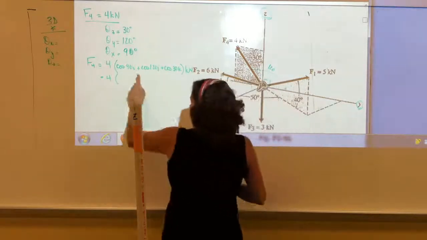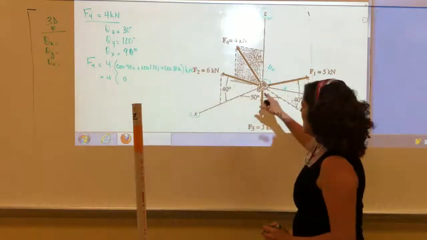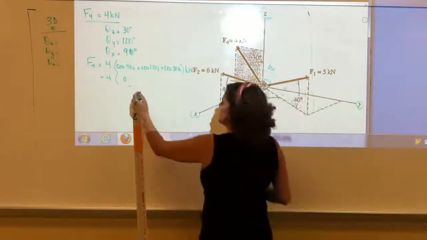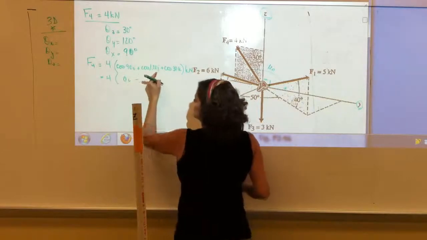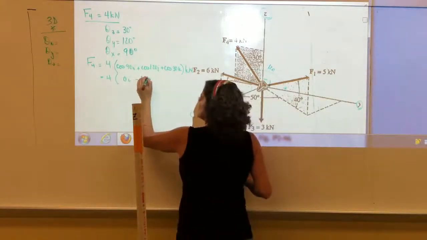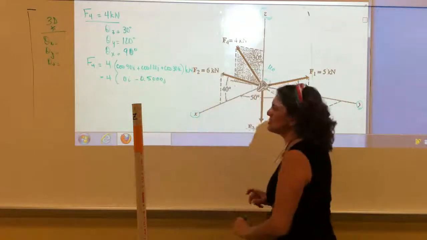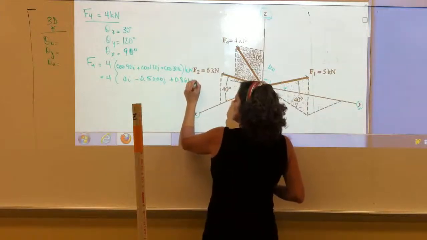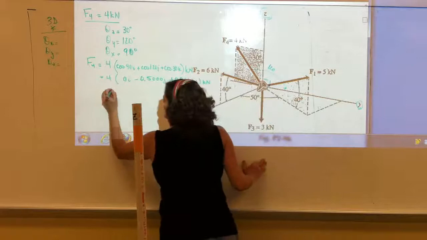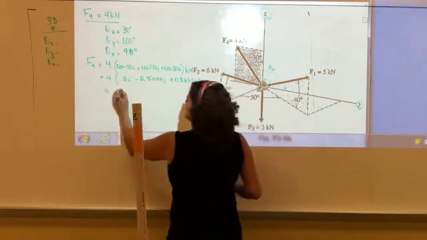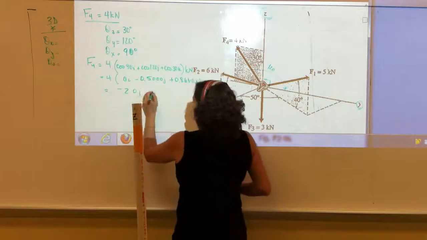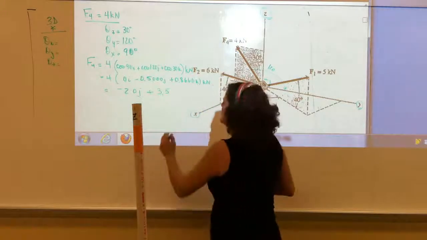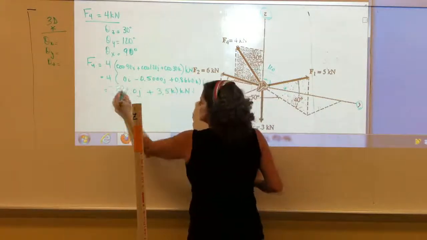So what is the cosine of 90? 0. Does that make sense? Yeah, because that force F4 has no component in the x-axis. So it's 0 i. And then cosine of 120 is negative 0.5. And remember, we have to carry it out to 4 decimal places because that's the rule for unit vectors. Plus 0.8660 k kilonewtons. And it turns out to be negative 2.0 of course j, plus 4 times 0.866 is 3.5 kilonewtons.